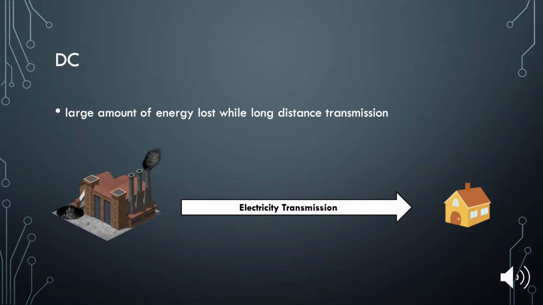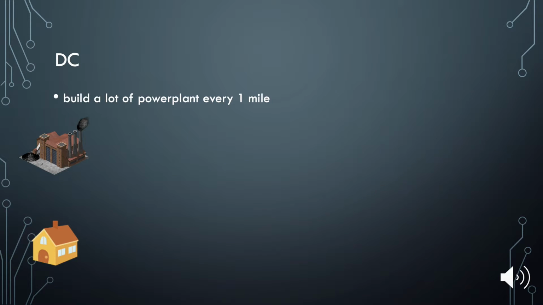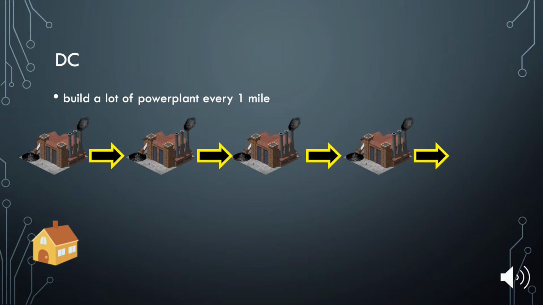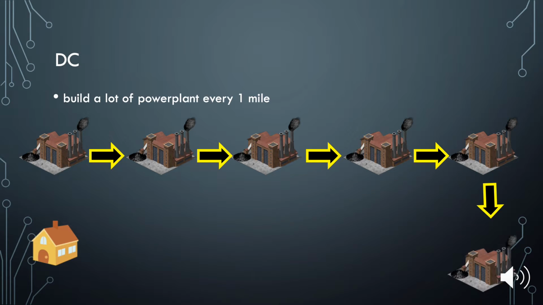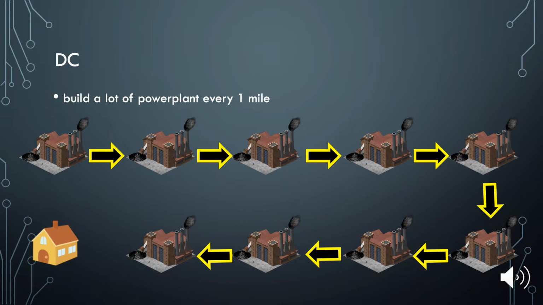DC power systems have a large amount of energy loss. During long-distance transmission, the electric power will transform to heat, causing the 1100 voltage power, after being transmitted to the house, to decrease to 50 voltage. This led Thomas Edison to build a lot of power plants every 1 mile to make sure the energy remained at 1100 voltage, so he built power plants everywhere.